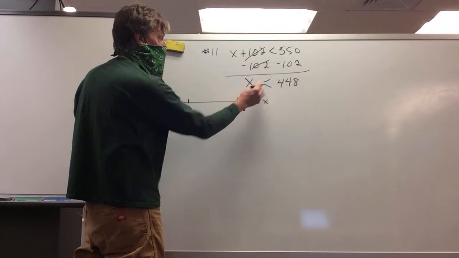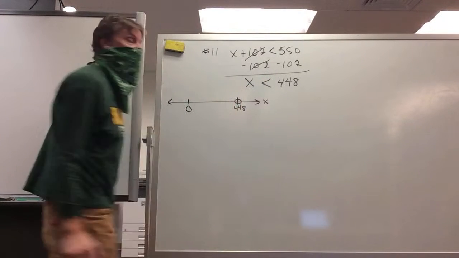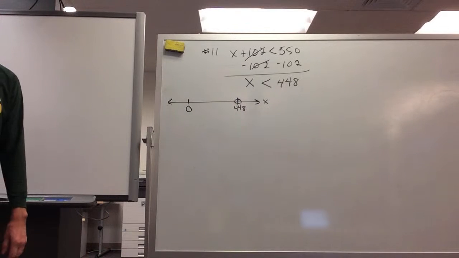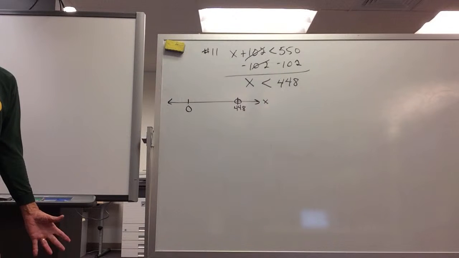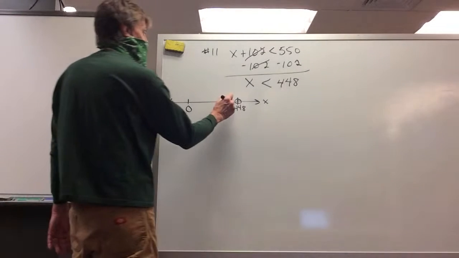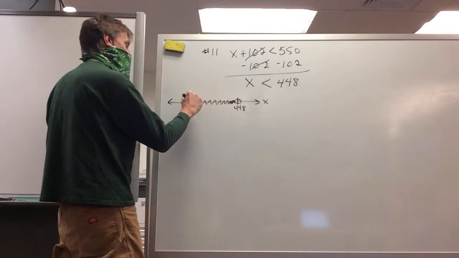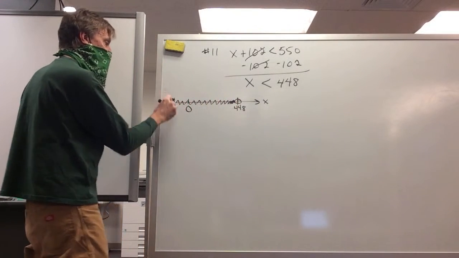And then when we begin graphing, this is open because it's not included. So this goes back to a lesson from chapter 3, the initial graphing of this. And then we shade everything back, including the arrow. That's your graph.